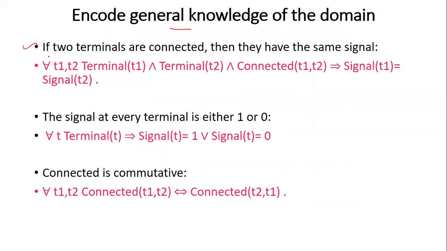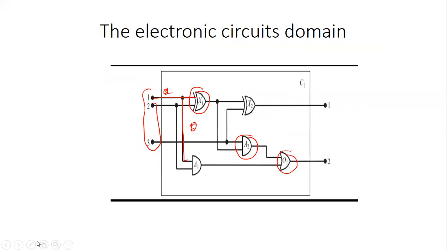This is one piece of general knowledge. It says that if two terminals are connected, then they have the same signal. So what does it mean? If two terminals are connected, then they have the same signal. We can say that this is one terminal, and this is one terminal. Actually, these two terminals are connected. If they are connected, then they will have the same signal. So if this is one, then this line will also be one. If this is zero, then this line will also be zero.